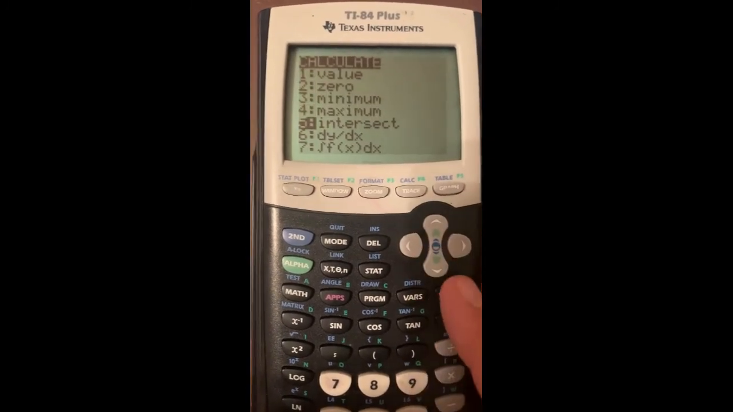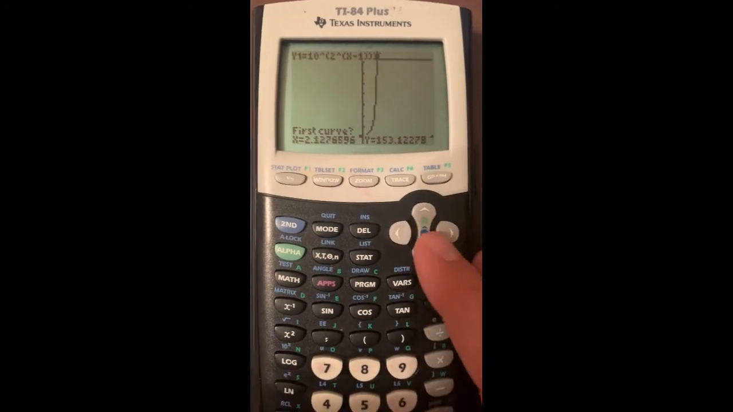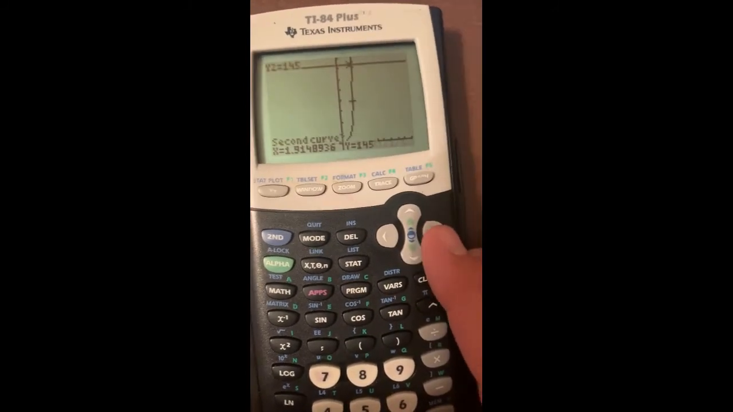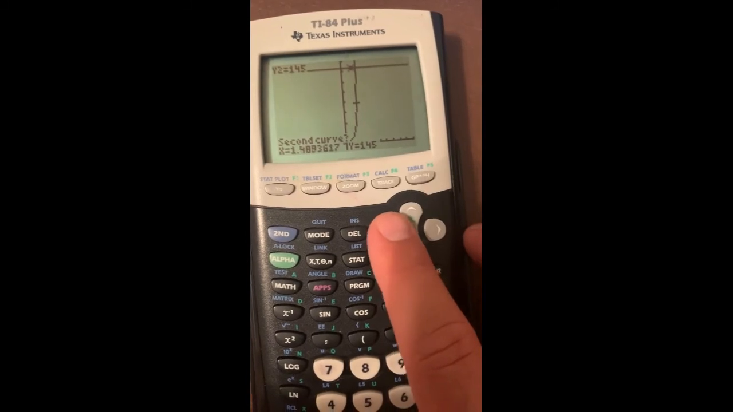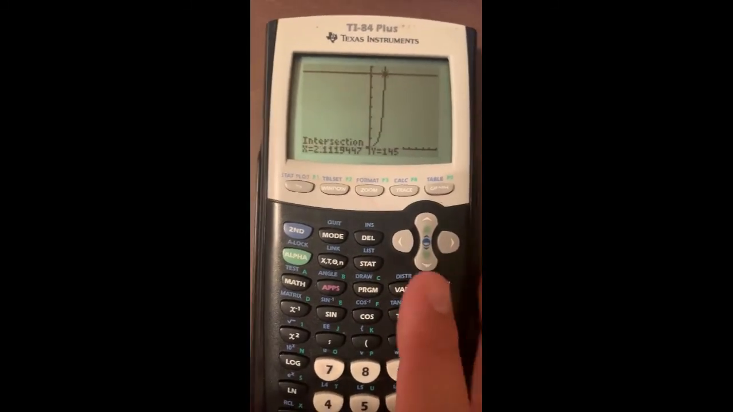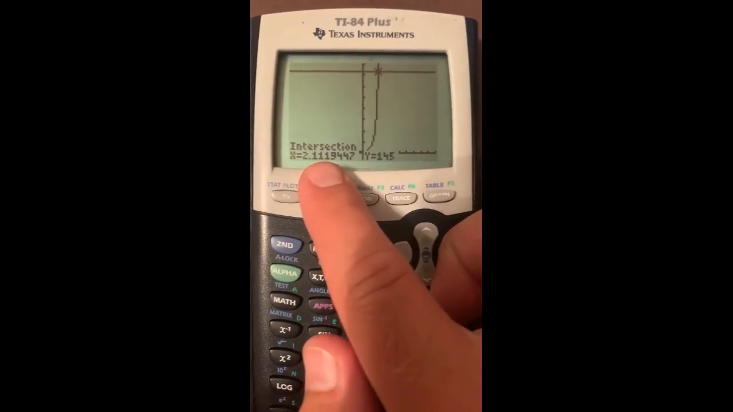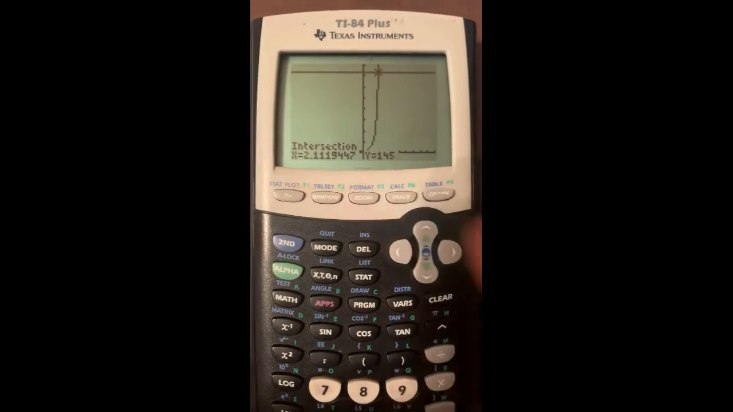The way you find the intersection is second trace or calculate. We want to look for the intersect and then move the dot on the curve, enter, and then it should be on the other curve, enter, and then enter a third time for guess, and it'll tell you that intersection point. So for this problem, the intersection is at 2.1, 145.